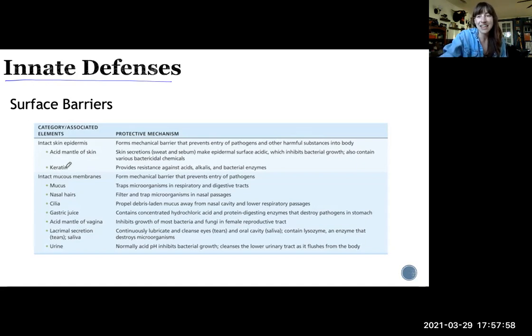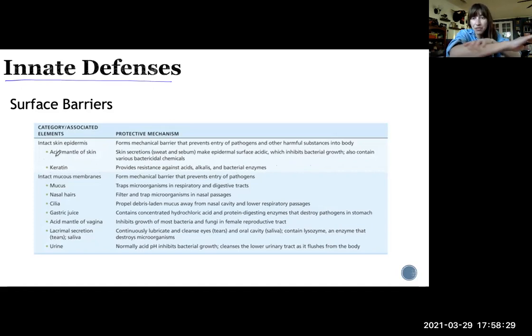The keratin itself in the keratinized part of your epithelium is going to give you resistance against toxic substances. Okay, so the keratin provides a physical barrier for microscopic pathogens, but they're so small they could go in between cells. Large molecules, acids, bases, bacterial enzymes, it even keeps those out as well, okay?